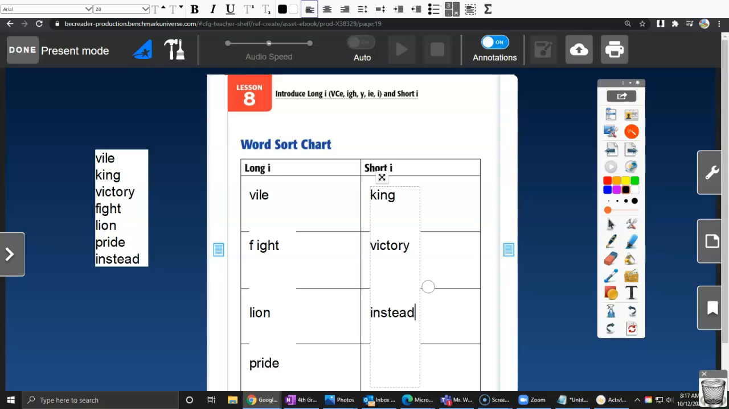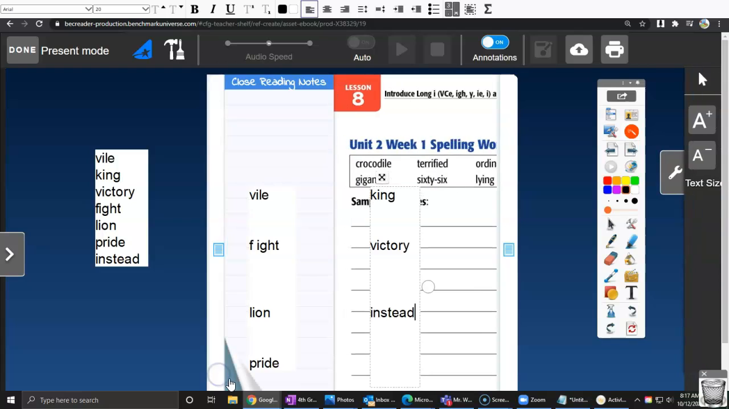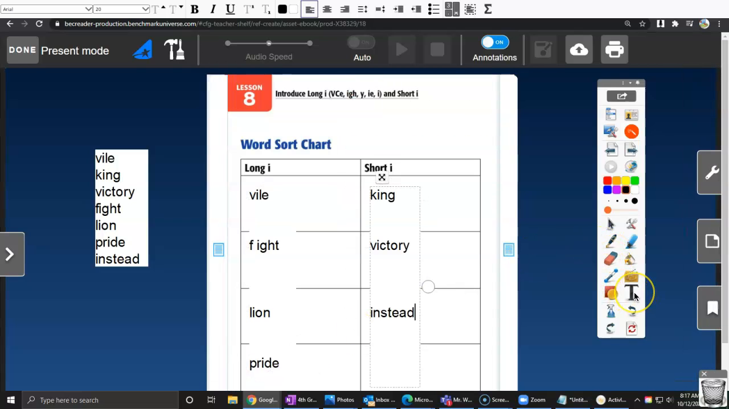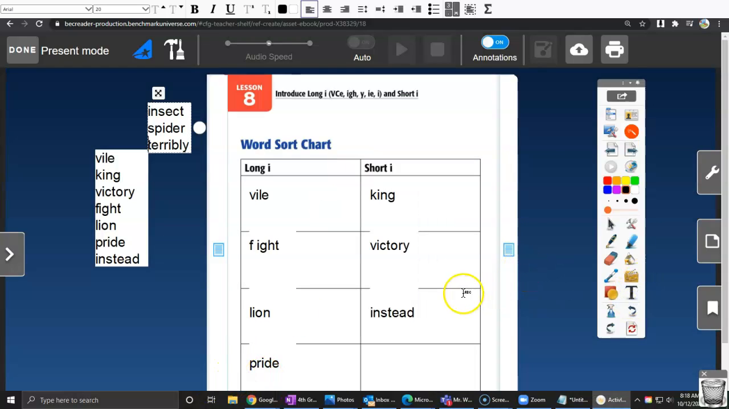Now, I have some more words for us that I want you to think about. What about the word, oops, not that word. What about the word insect? What about the word spider and terribly? Where do you think these ones would go? Insect, spider, and terribly. Well, let's look at them. Insect. It's like instead. It has that in also with it. So insect makes that it sound.